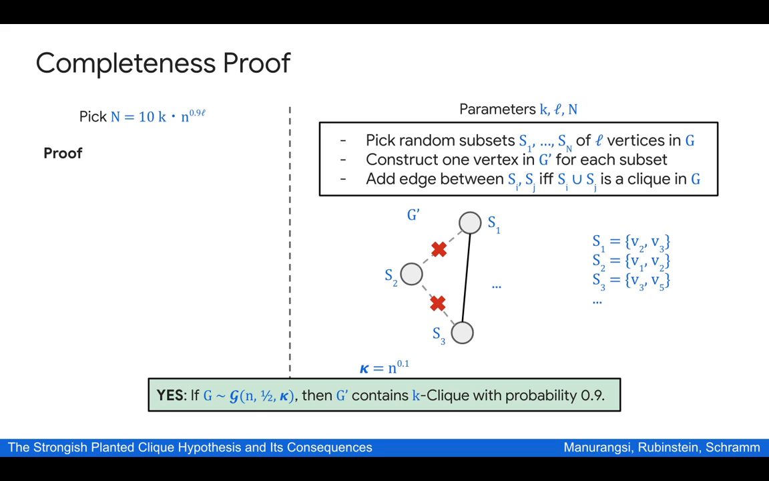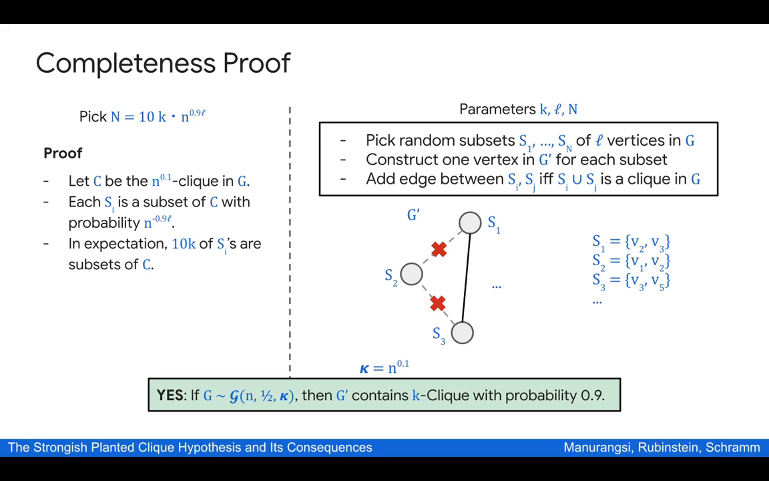The proof of the completeness is as follows. Let C be the clique in G of size n to the 0.1. Notice that, ignoring lower order terms for the moment, each set Si is a subset of C with probability roughly n to the minus 0.9 times L. This is because each vertex in Si belongs to C with probability n to the minus 0.9. So this means that in expectation, there will be 10K of the subsets Si that are subsets of C, the clique in the original graph G. And we can turn this into a probabilistic statement that with probability 0.9, at least K of the subsets Si are subsets of the clique C in the original graph.